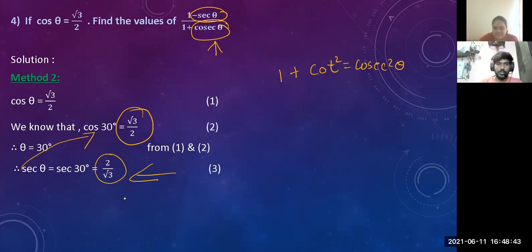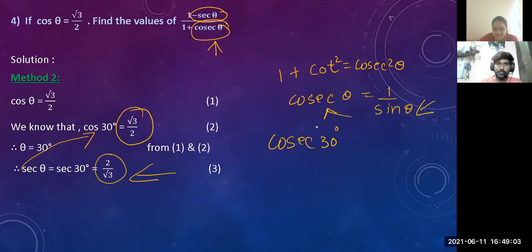Now, cosec 30 degree. You know that cosec and sine theta are reciprocal of each other. So if you know sine, you can find out cosec, yes or no? If you remember from the table, if you remember the value of cosec 30, well and good. Do you remember the value of cosec 30?